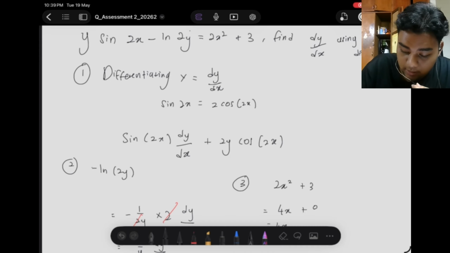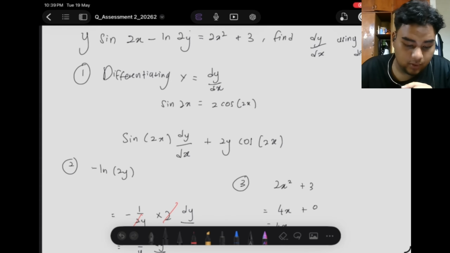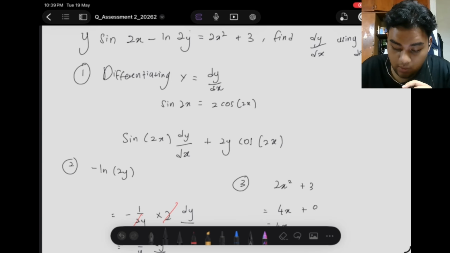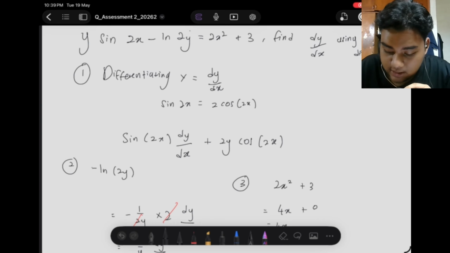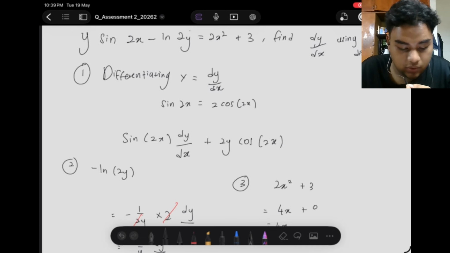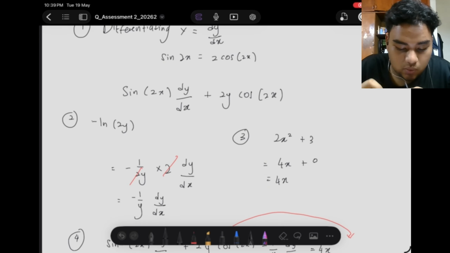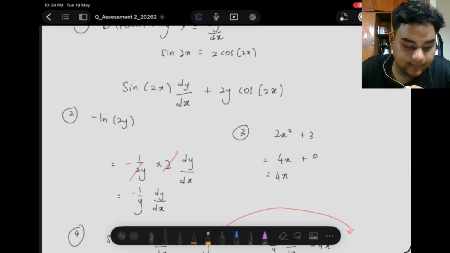So we have to break this down by term. So we have to differentiate y sin 2x. As it is the first term, we can use the product rule. Differentiating y will give us dy over dx, and differentiating sin 2x will give us 2 cos 2x. We have to combine both together, and that is sin 2x dy over dx plus 2y cos 2x.